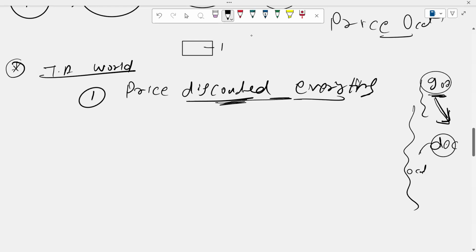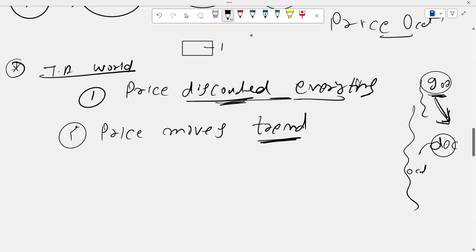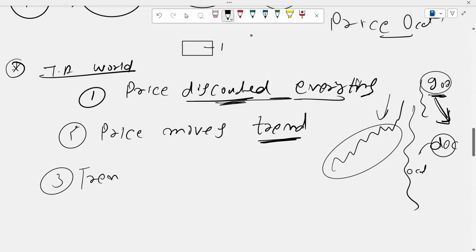So price discounts everything, and the second assumption is that price moves in trend. Price always moves in trend, and we will see this trend in the upcoming class. Price doesn't move randomly. Whenever price is moving, it is not a random movement; some trend is being created. So price moves in trend, and the third assumption is that trends repeat themselves.